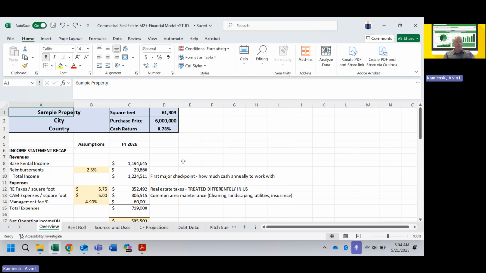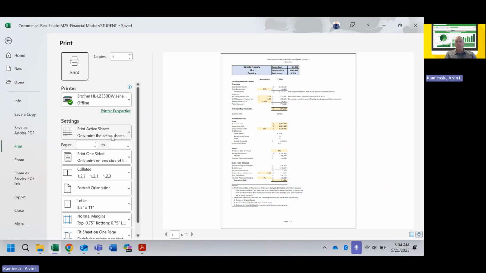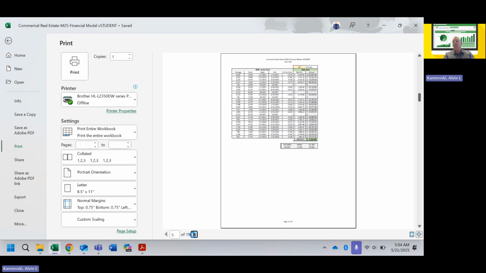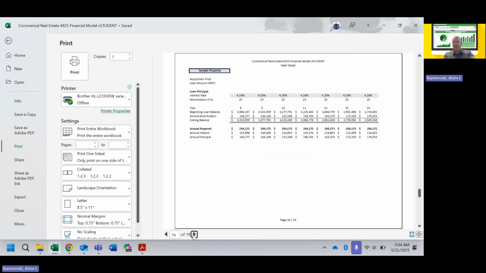So let's look first at the print preview. When I go to the print preview and I look at this entire workbook, it should be the exact 19-page map overlay of the PDF that I provided, so that what I gave to you is just a PDF version of what I've built.